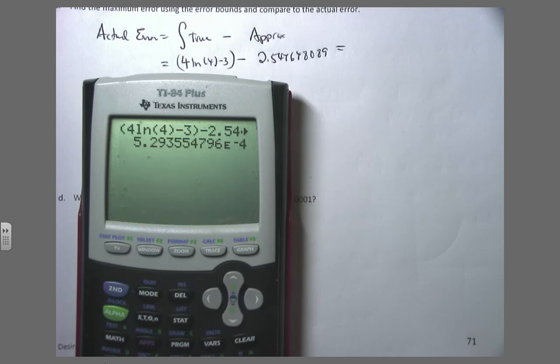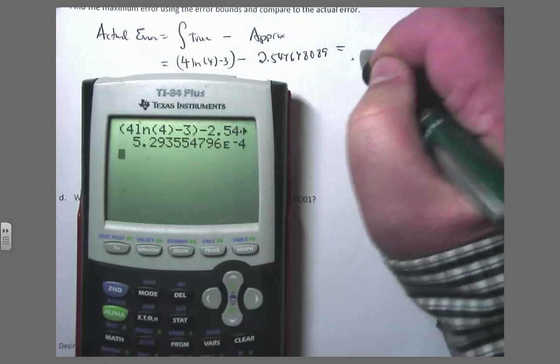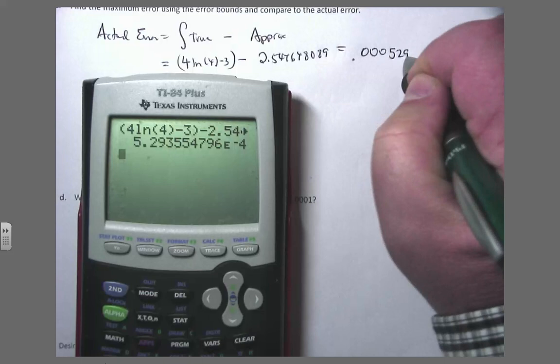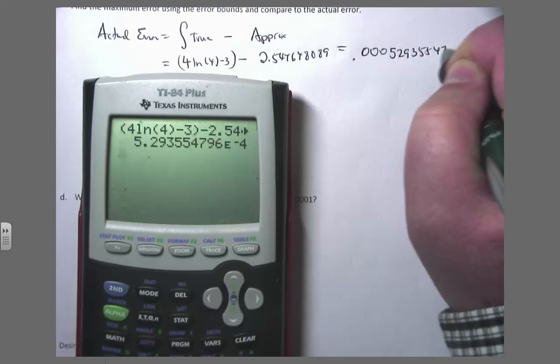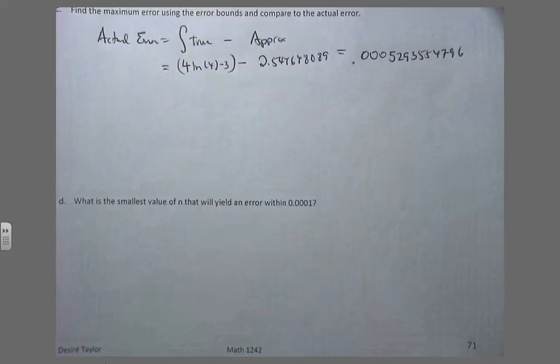Scientific notation, times 10 to the negative 4th. So what is my actual error? I'll move the decimal place 4 places to the left. I get 0.0052935544796. That is my actual error. This thing is actually accurate to 3 decimal places is what it's telling me. Does that make sense? But I actually knew what the real answer was.